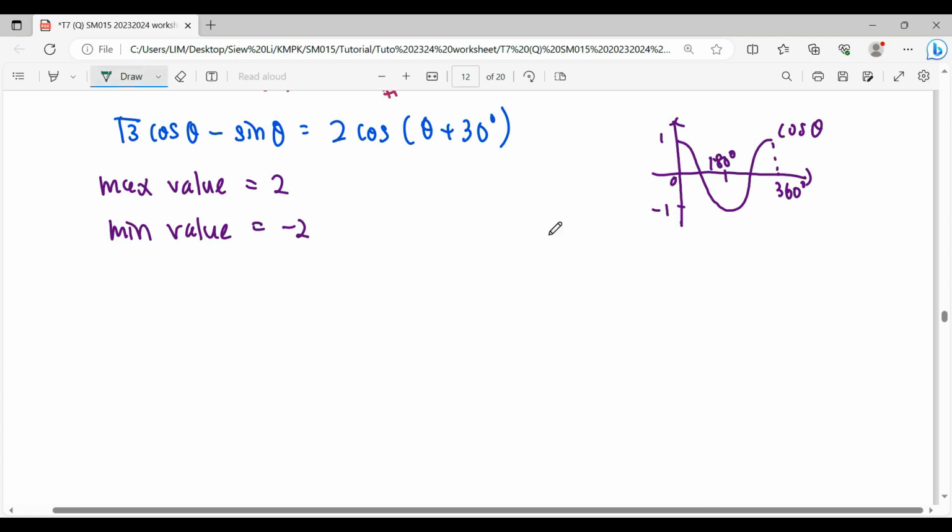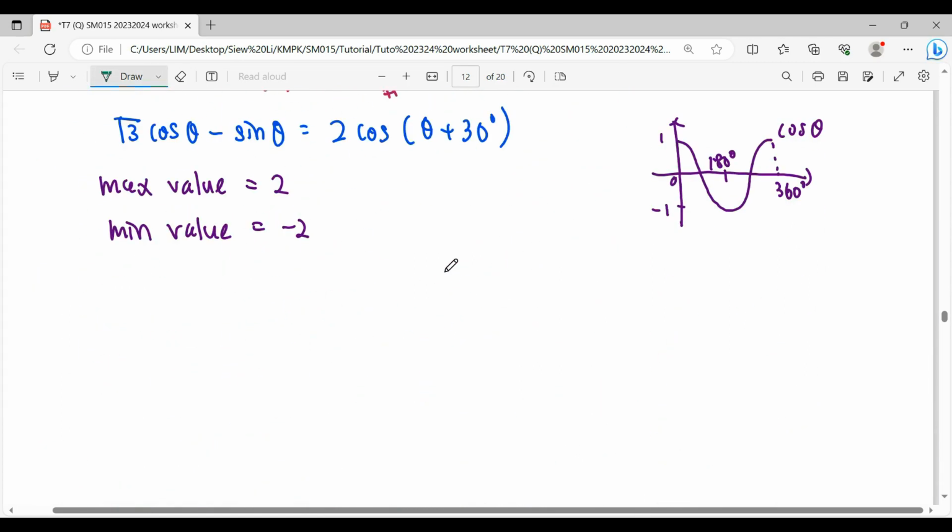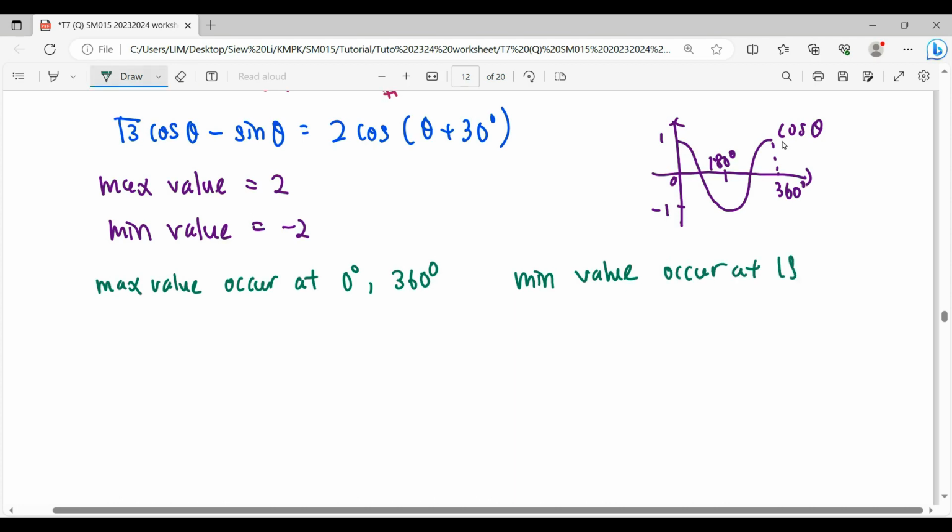Then we're going to find out the theta where the maximum and minimum value occur. In the cos graph, the maximum value occurs at 0 and 360 degrees, meanwhile the minimum value occurs at 180 degrees. Therefore, this angle theta plus 30 will equal 0, or theta plus 30 will equal 360. So we find out theta.